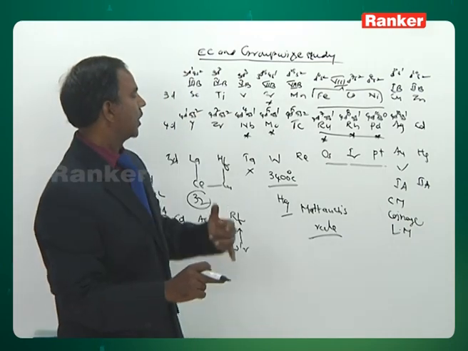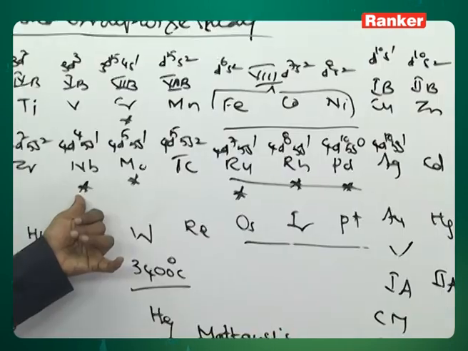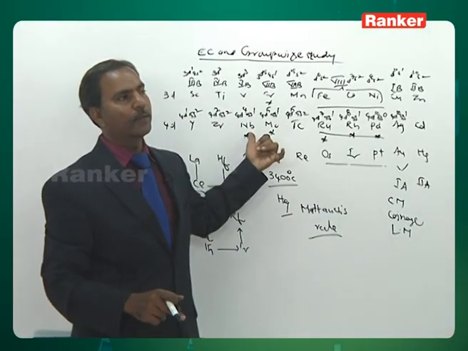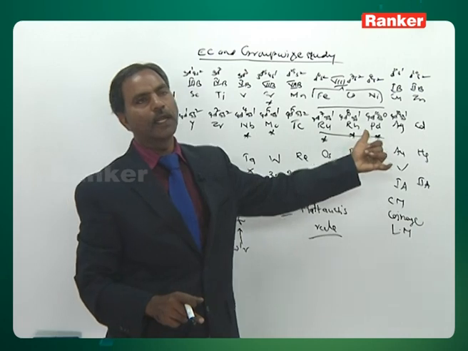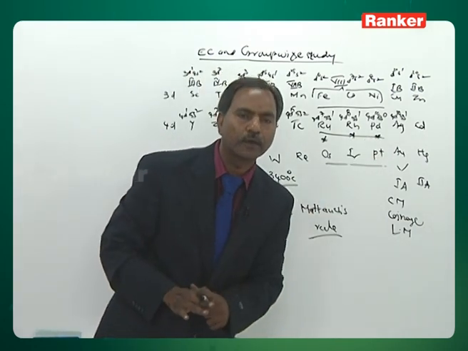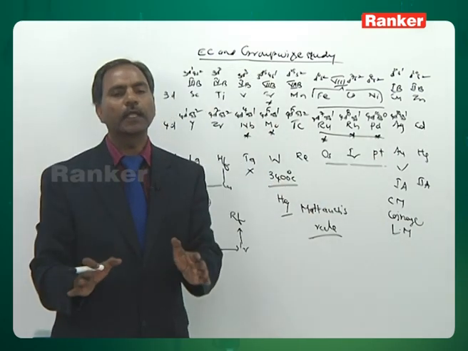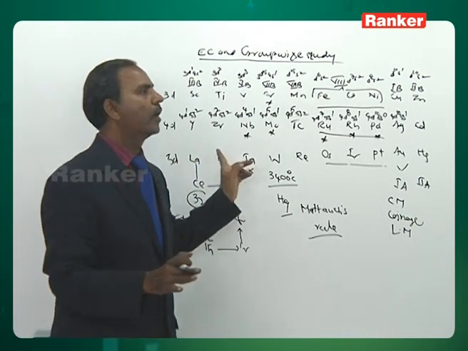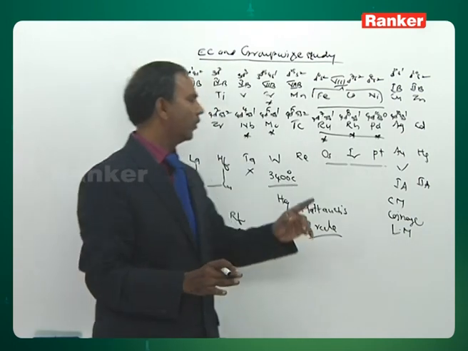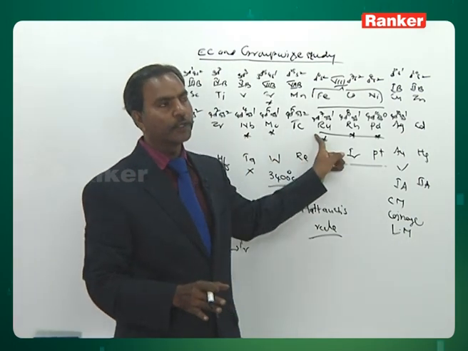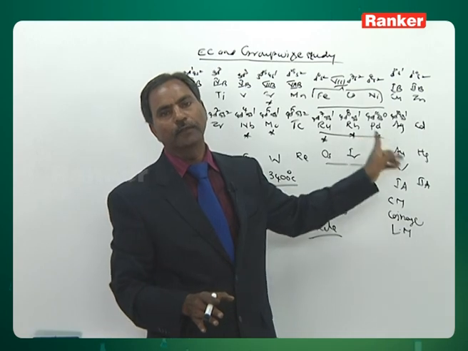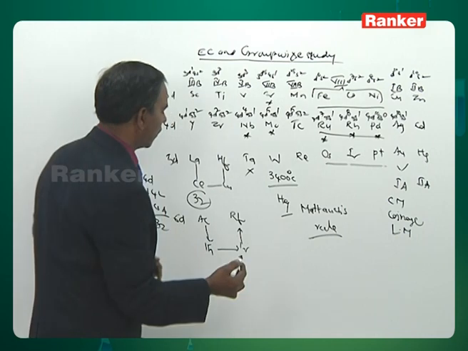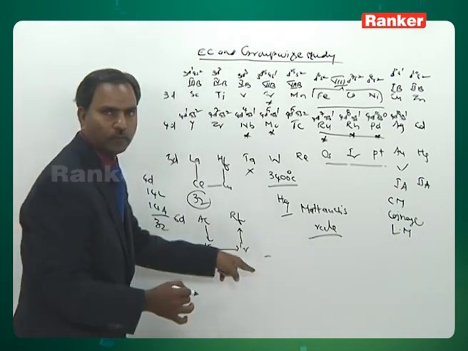But see, for the remaining ones, niobium, ruthenium, rhodium and palladium, they are having what? Abnormal electronic configuration. Still they are not gaining any half-filled or full-filled orbitals. Therefore, the abnormal electronic configuration of niobium, ruthenium, rhodium and palladium we can explain based on the following factors.